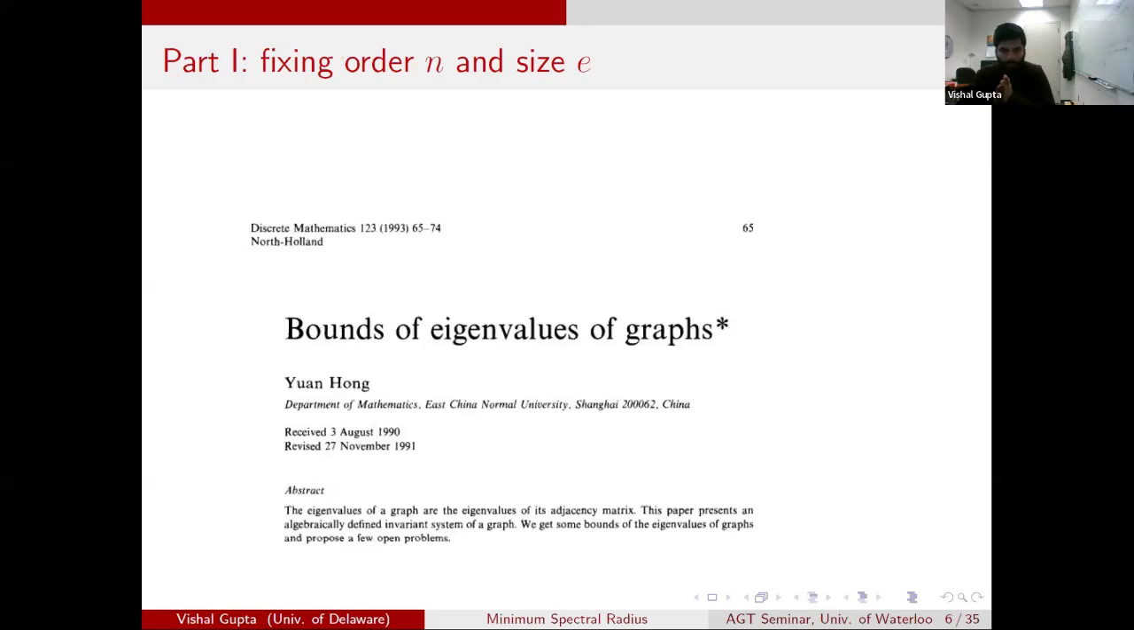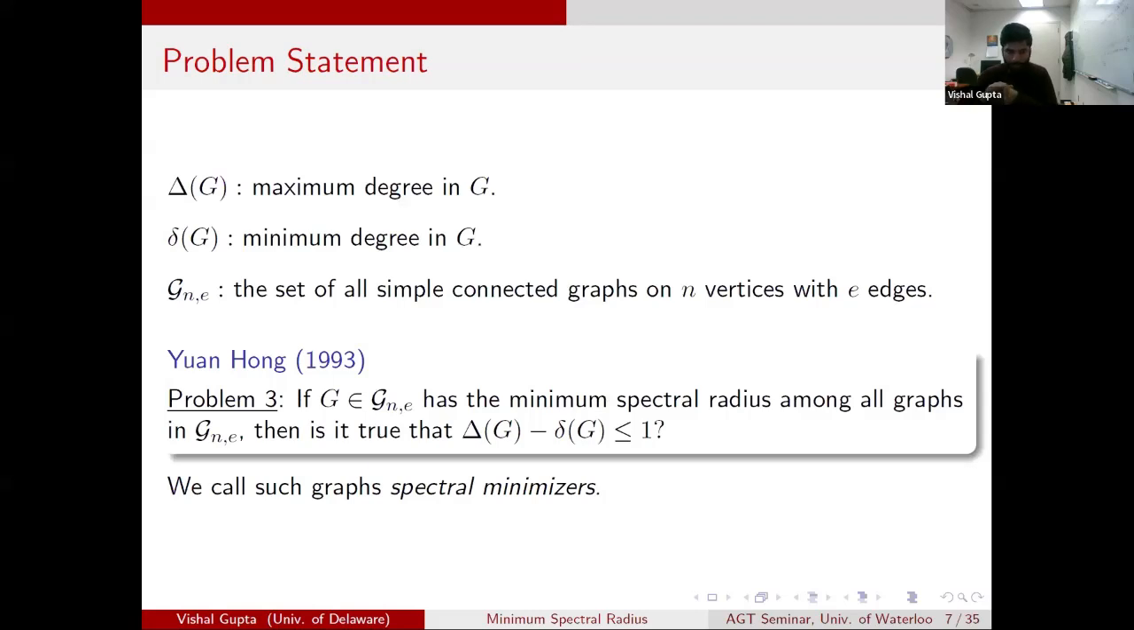Okay, so for class 1, Hong asked the following problem, for this problem of minimizing the spectral radius in this class. It was problem 3 in his paper from 1993. So let 𝒢(n,e) denote the set of all simple connected graphs on n vertices and e edges.